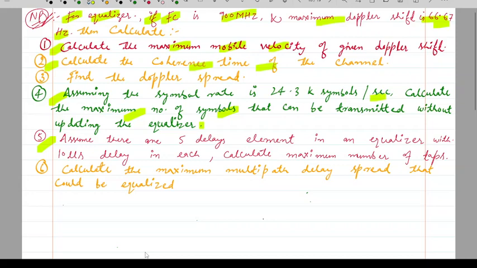So in the equalizer there are different delay elements. We will discuss diagrammatically in the fifth part here, and every delay element has a 10 microsecond delay. So we will calculate the maximum number of taps, how many taps there are. And in the last part, calculate the maximum multipath delay spread, how much delay there is in the fifth part.